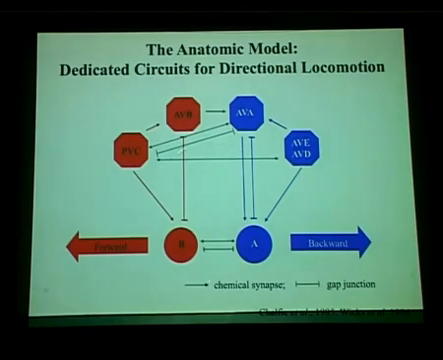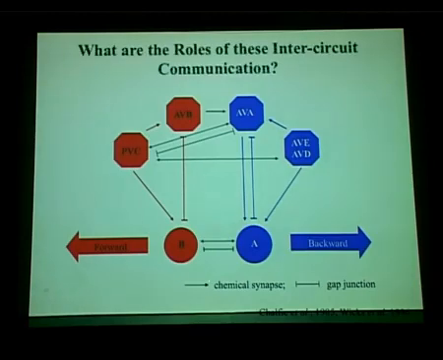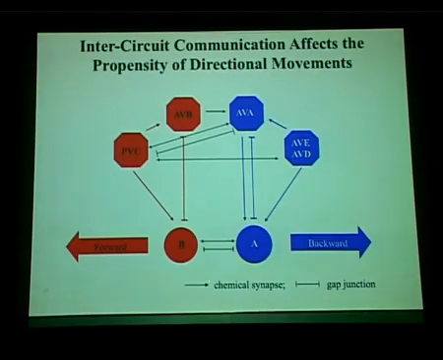There are chemical synapses and gap junctions. So what are the potential roles of the synapses? Quite a few labs have begun to address those roles. And from the work of quite a few groups, I'll just highlight one here, from Villu's group many years ago, they found something that suggests this inter-circuit communication may affect the propensity for directional movement.